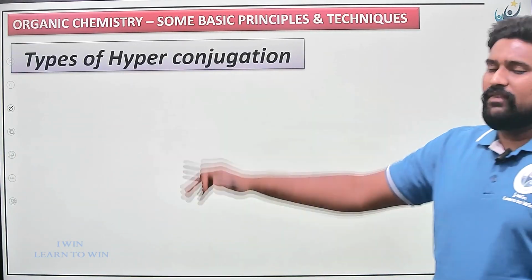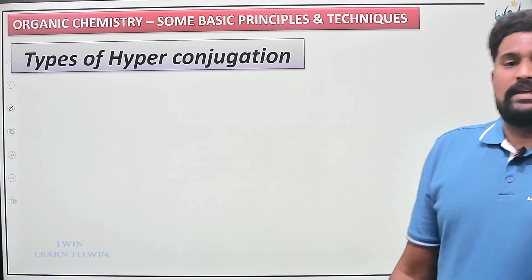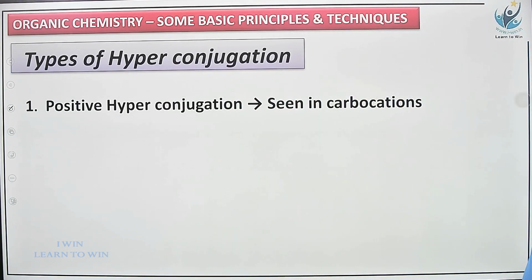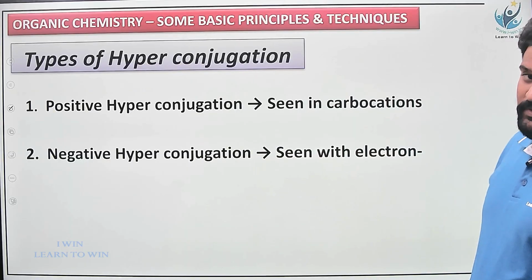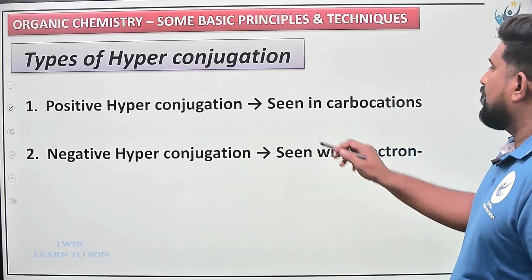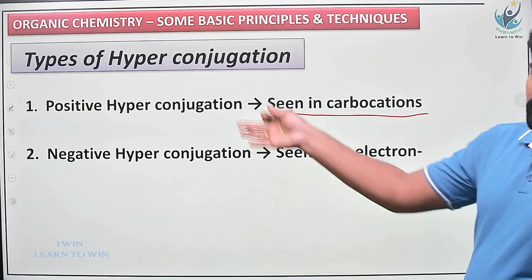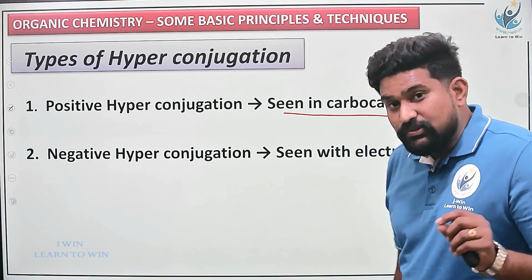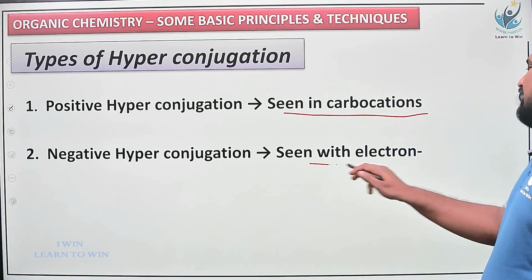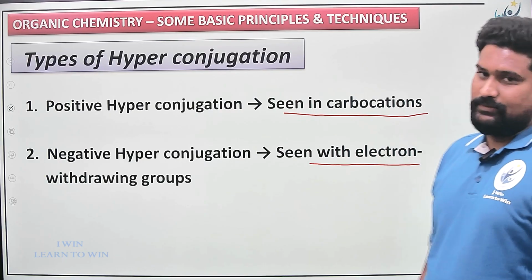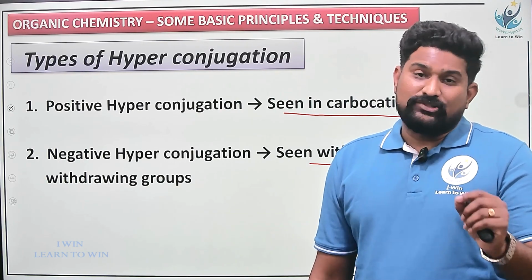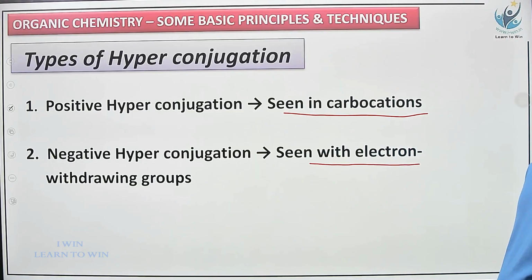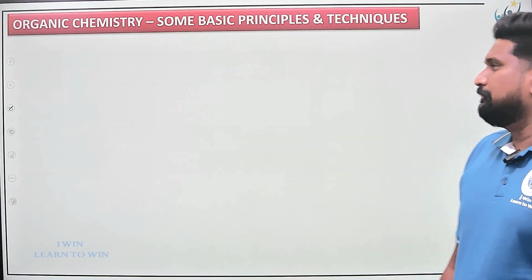Now what are the types of hyperconjugation? My dear students, hyperconjugation is of two types: positive hyperconjugation and negative hyperconjugation. Generally, positive hyperconjugation is seen in carbocations, as we have already discussed. And negative hyperconjugation is seen where electron withdrawing groups are present; there also you can see hyperconjugation, but in a negative way.